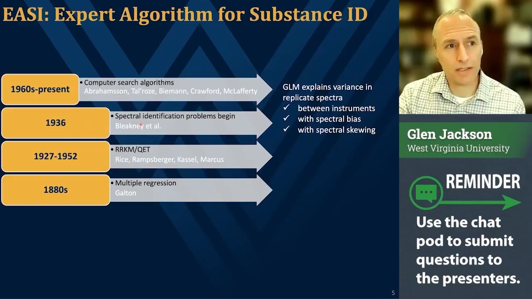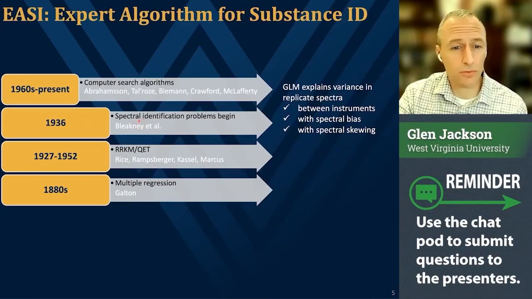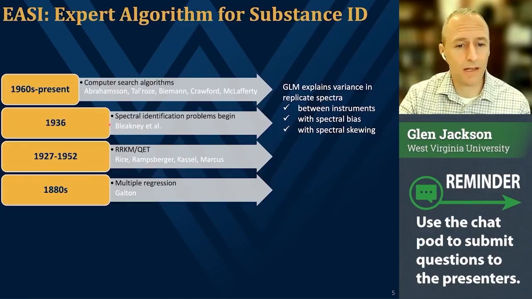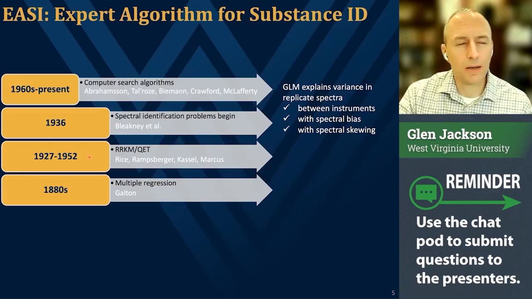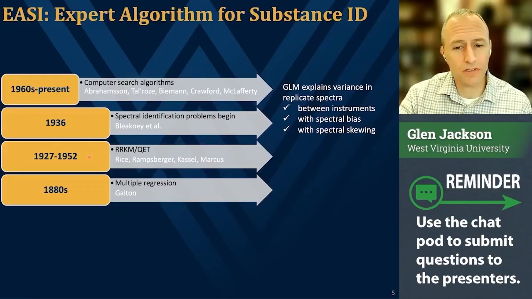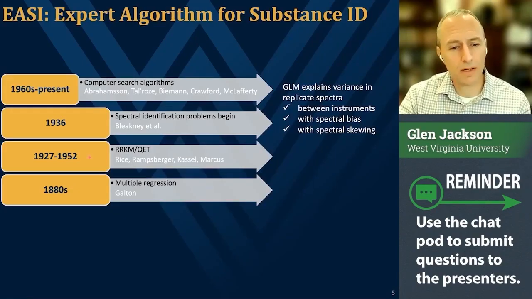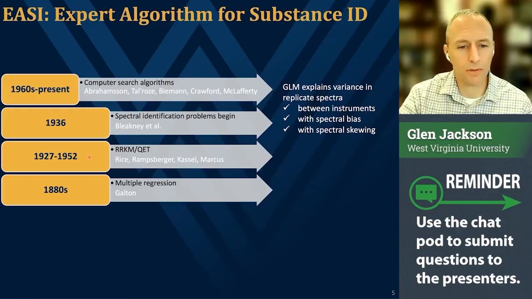Spectral identification of organic substances was really started in the 1930s when Liguo first developed the electron ionization source for mass spectrometry. We're going to be using physical chemical principles of unimolecular fragmentation, which were first described in the 1920s by Rice, Ramsberger, and Castle, and then modified in the 1950s by Marcus to develop a more comprehensive theory.